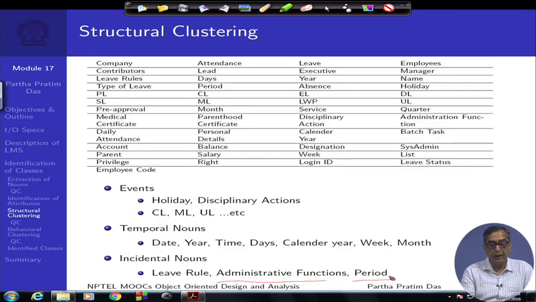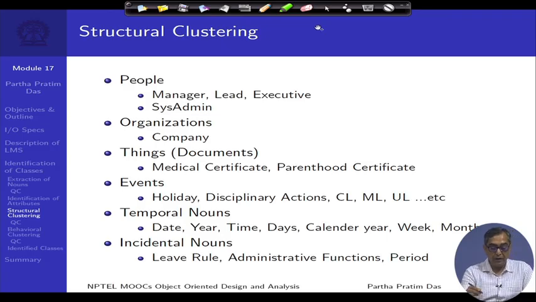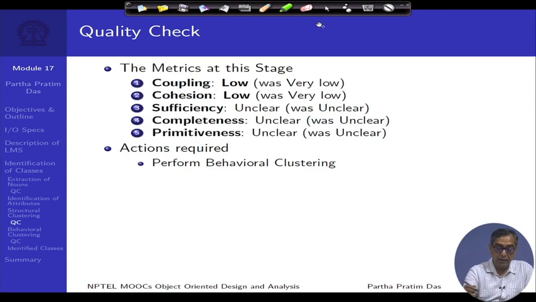So, you really have to go back to the document again and proceed further, work on the refinements to understand whether they are concepts, nouns for concepts, or they just incidentally came in providing the description. So, given this, these are the concepts, the abstractions, that we have been able to identify through structural clustering. And let us quickly do a quality check.